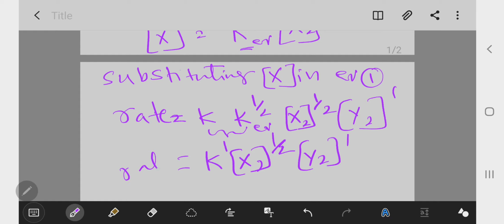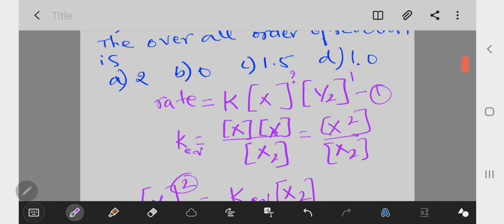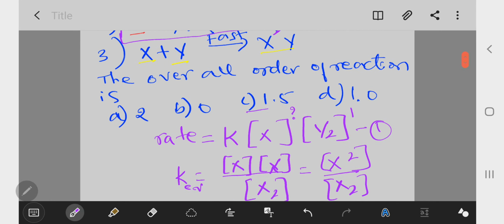Now that is the rate. This rate equation has two reactants where the concentration power of one reactant is half and that of the other is 1, that is 1 by 2, also written as 1.5. So our answer is 1.5, hence the option is C. Option C is our answer.